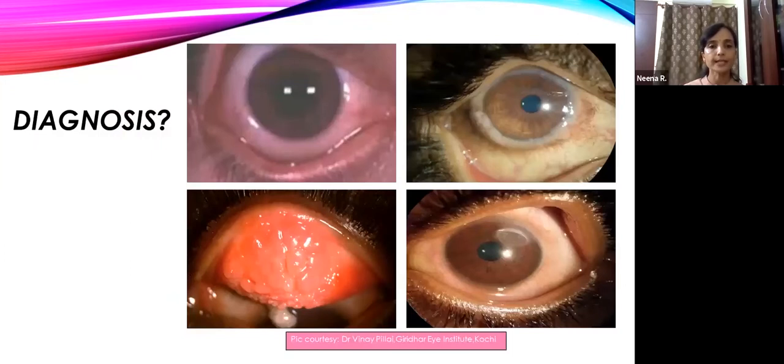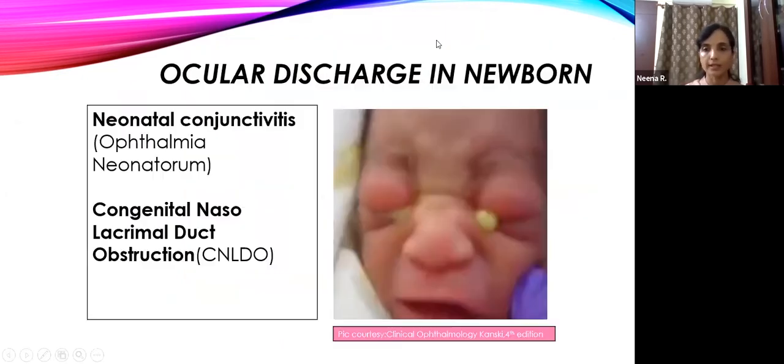Okay, what about this condition? You can see here, this is an allergic conjunctivitis. You can see there is ballooning of the conjunctiva. Child will come to you with red eye. And I'll just move this thing here. I'm sorry.